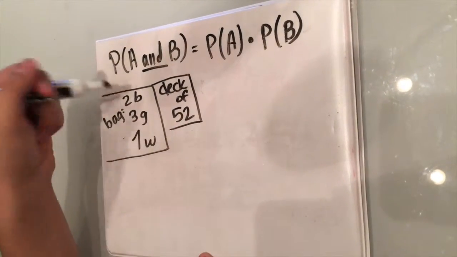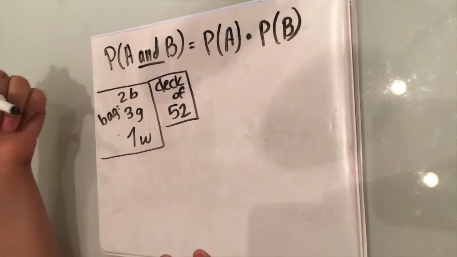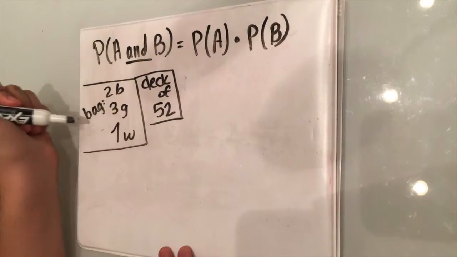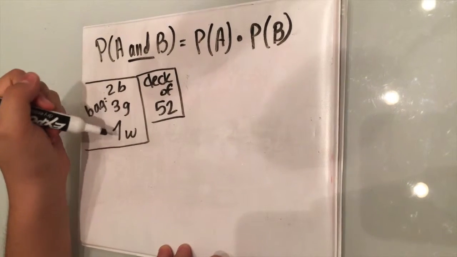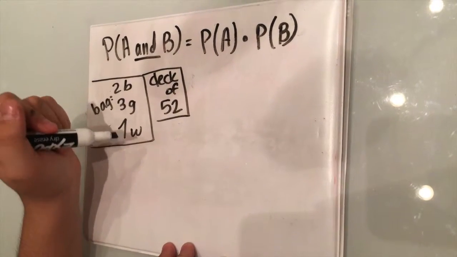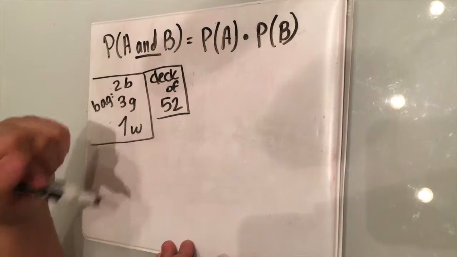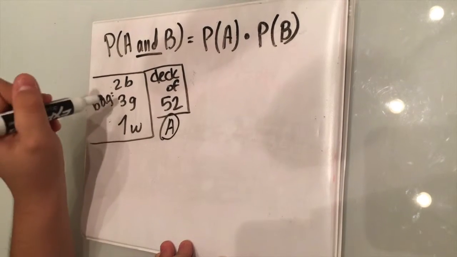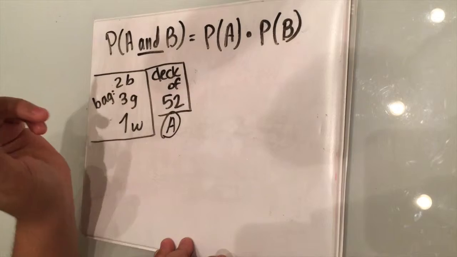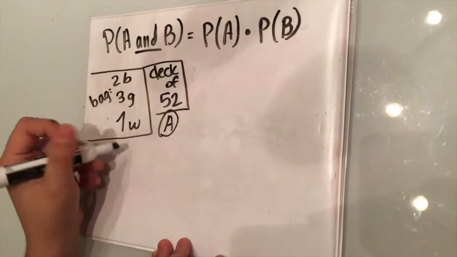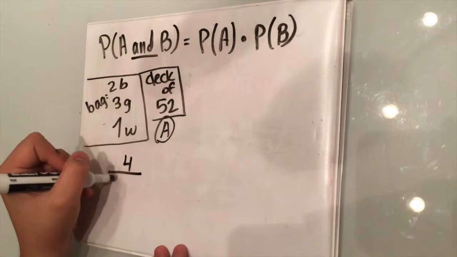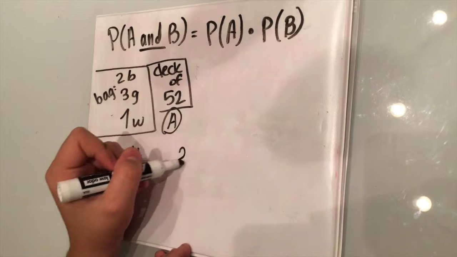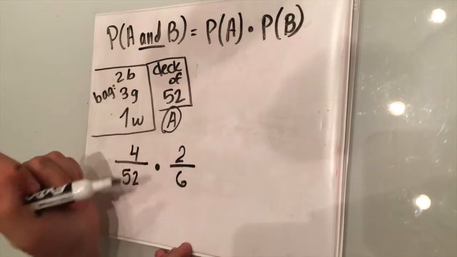This, of course, is saying that the 2 events that will be tested are independent and will not be relying on each other. So for this example, we have a bag of 6 marbles, 2 blue, 3 green, and 1 white, and a deck of 52 cards. Now the question is asking, what is the probability of the person drawing an ace from the deck and getting a blue marble? So the way to do this is the probability of A, which is the 4 aces in a 52 card deck, multiplied by the 2 blues out of the 6 total marbles.